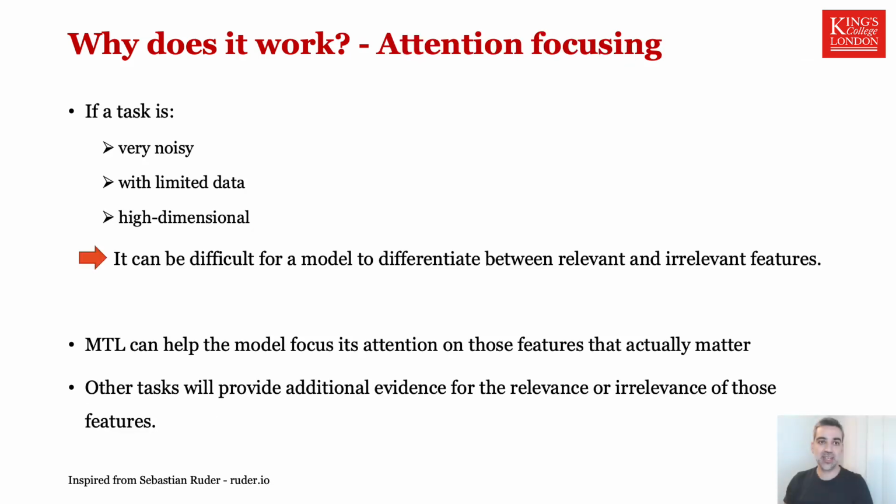So just to be a bit more precise, if you imagine that you have a task, and the task is, for example, very noisy, or you don't have a lot of data, or the data itself is very high dimensional, for example, 3-dimensional, 4-dimensional, even 5-dimensional data that you might have from the point of view of medical images. If you are in that kind of regime, it can actually be very difficult for a network to have enough data that will teach the network to separate signal from noise.